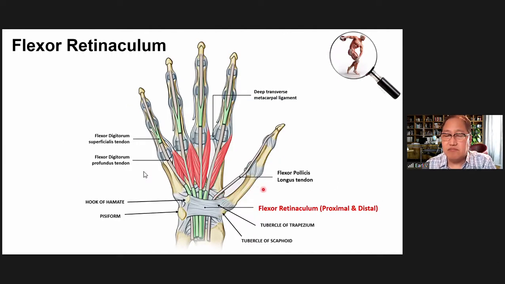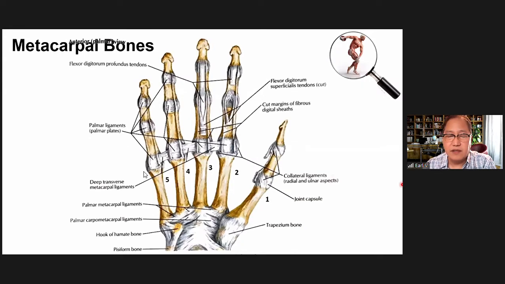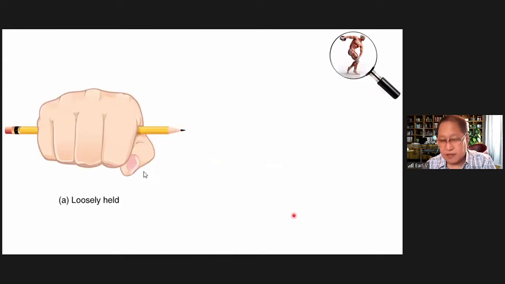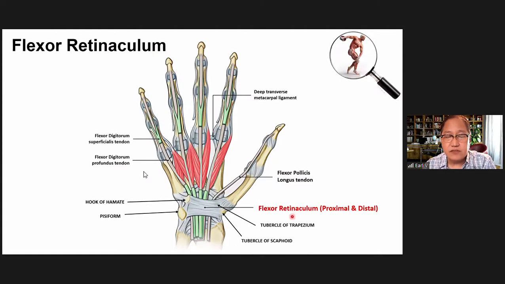So now, ito rin, again, a flexor retinaculum. Makikita nyo, ito naka-attach sa trapezium and scaphoid. And it crosses to the other side. It goes to the hamate, the hook of hamate and pisiform. So it forms an arch. So the tendons pass through inside it. Hindi lang tendons, pati nerve, median nerve. So that's the flexor retinaculum.